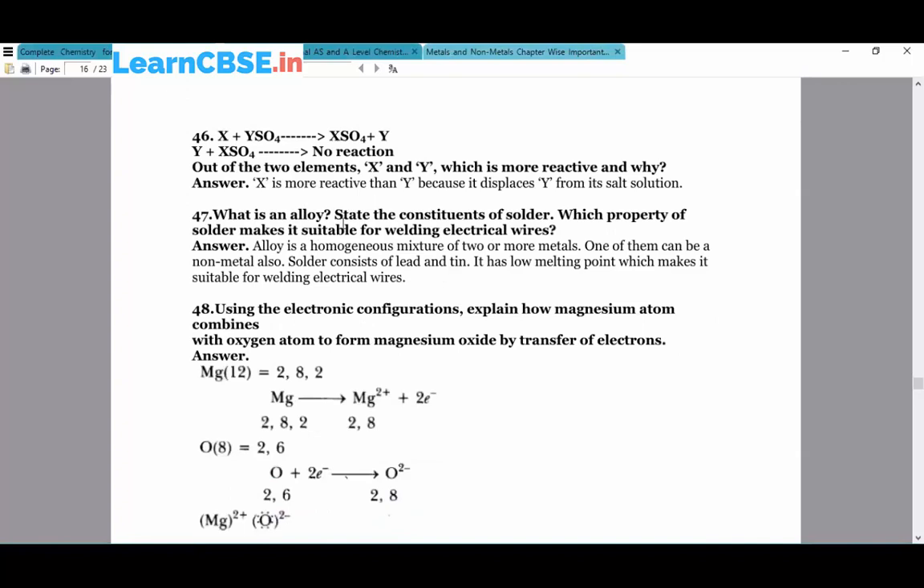What is an alloy? State the constituents of solder. Which property of solder makes it suitable for welding electrical wires? An alloy is a homogeneous mixture of two or more metals. One of them can be a non-metal also. Solder consists of lead and tin. It has a low melting point, which makes it suitable for welding electrical wires.